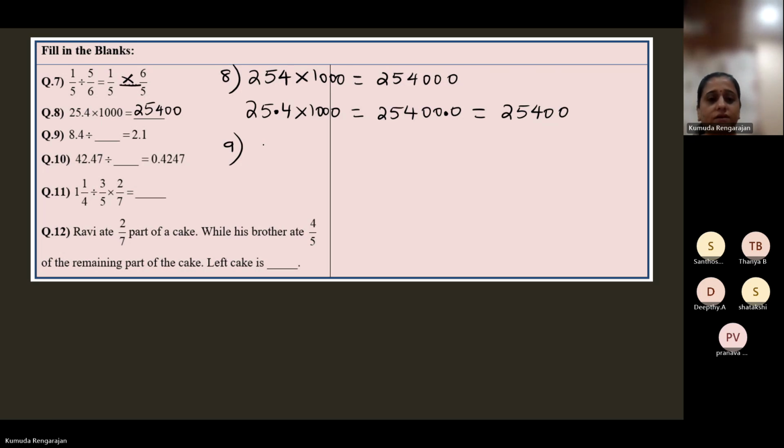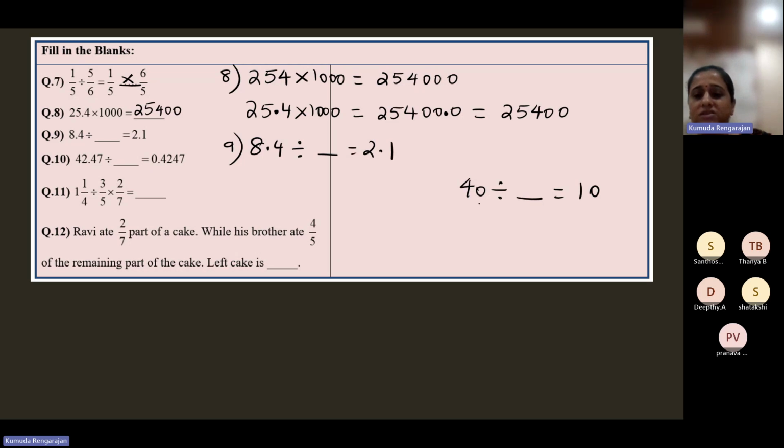Divided by what is 2.1? 8.4 divided by what is 2.1? So take a situation like this: 40 divided by what is 10? 40 divided by what is 10, children? 4, ma'am. How did you get this answer? You should divide 40 by 10. So here you'll have to divide 8.4 by 2.1.